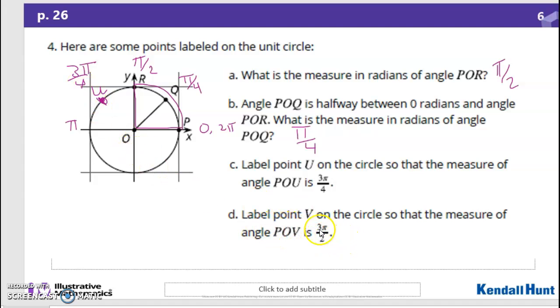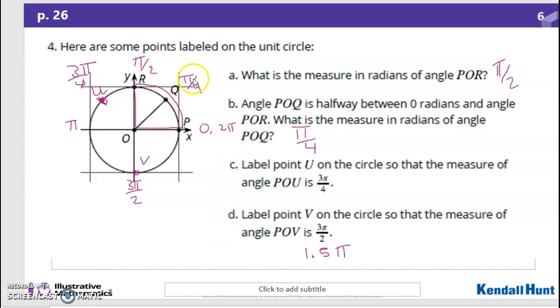Okay, this last one, 3 pi over 2. That's like saying I want 1 1/2. 3 halves is 1 1/2 pi. So I want to go 1 pi plus a half a pi more. So we would be down here. 1 pi plus a half a pi more. And that would be where we would put point V.